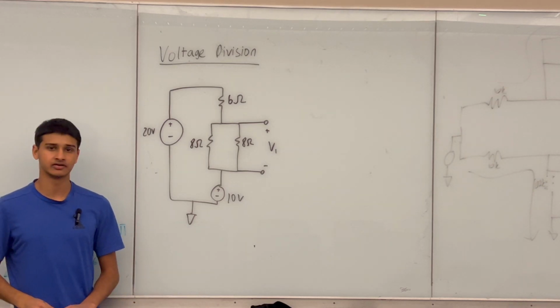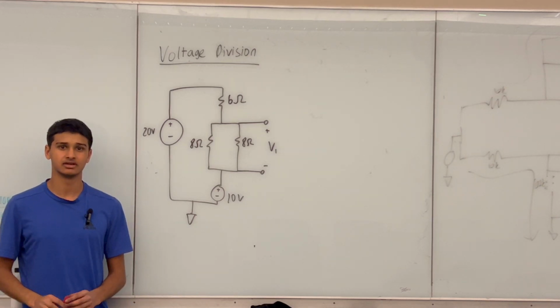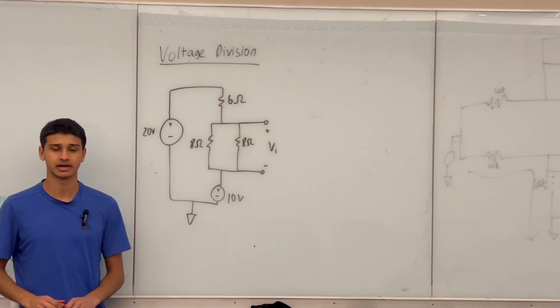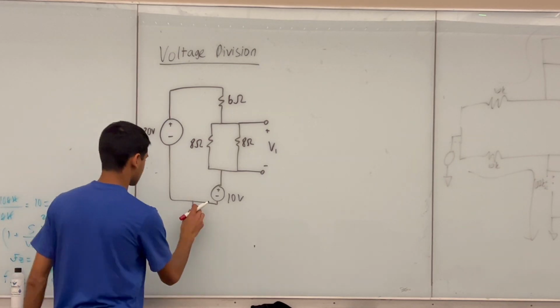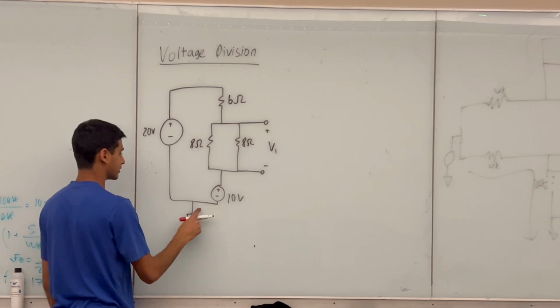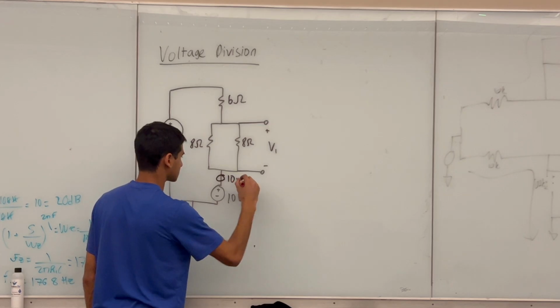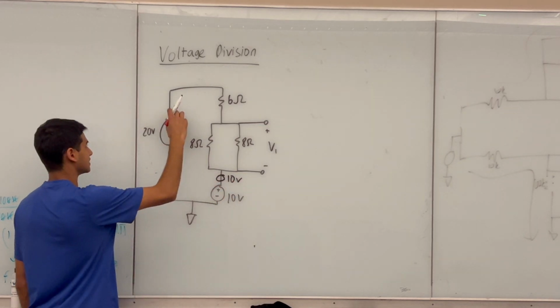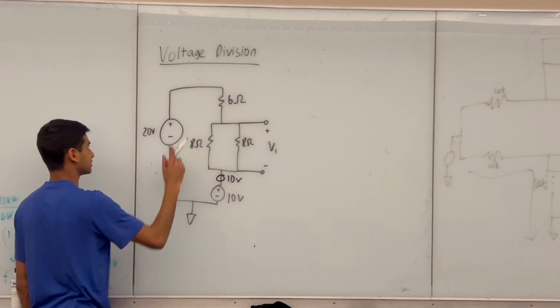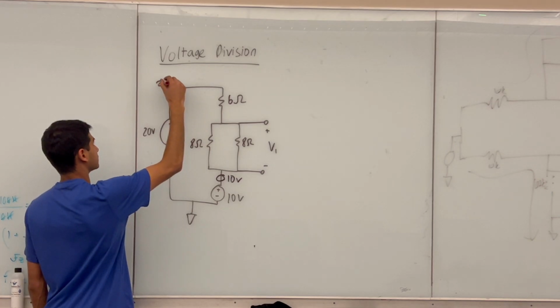One of the first things I'm going to do is label the voltages at my nodes that I know. As I can see, the ground node is down here, meaning that this node is at a voltage of 10 volts. And I can also see that this 20 volts is being applied across here. So this voltage is also at 20 volts.